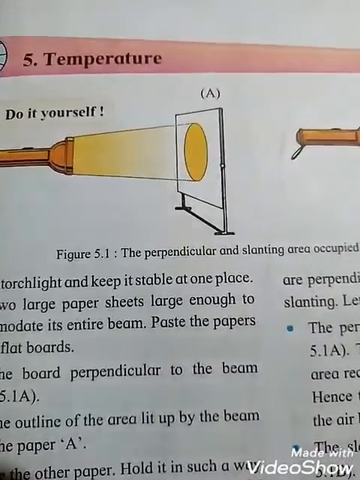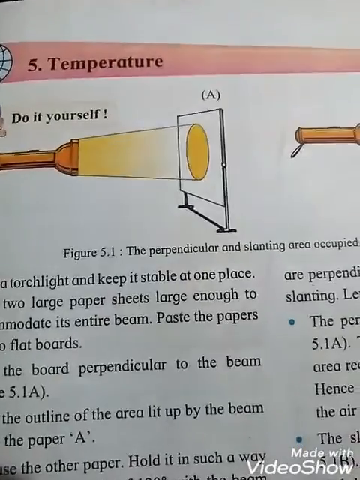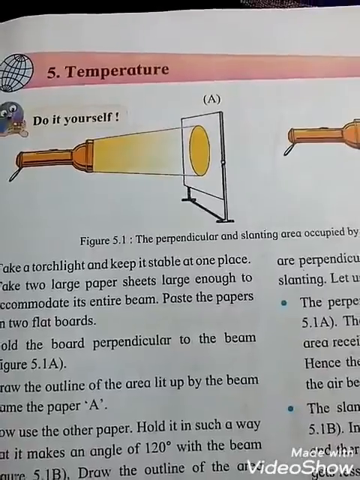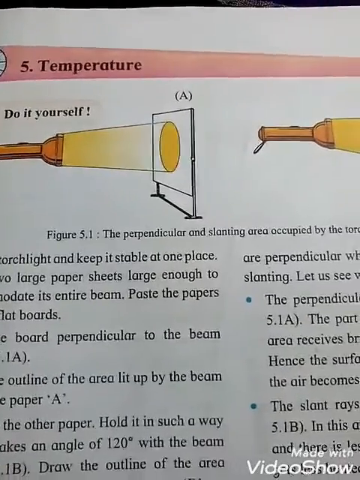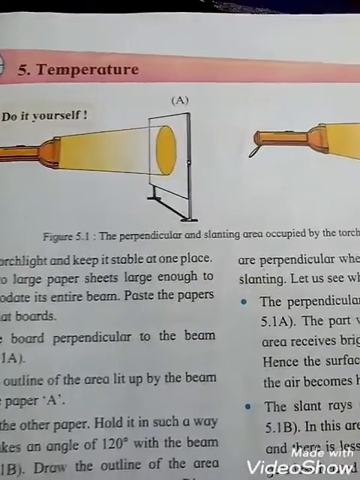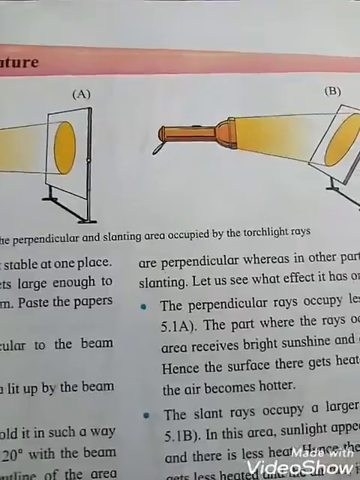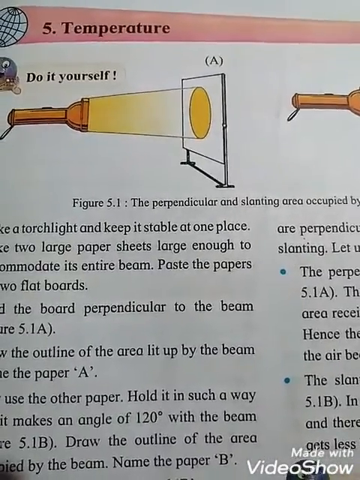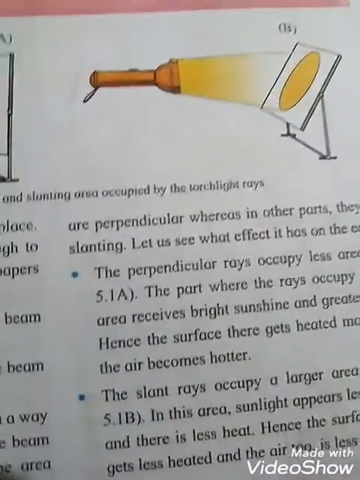Students, today I am going to explain Geography Chapter 5, Temperature. See, students, in the previous Chapter 4 we learned about weather and climate. There are activities there. Students, do it yourself. Figure 5.1: the perpendicular and slanting areas occupied by the torchlight's ray. So see, students, in these two figures, 5.1a and 5.1b. Can you see that?